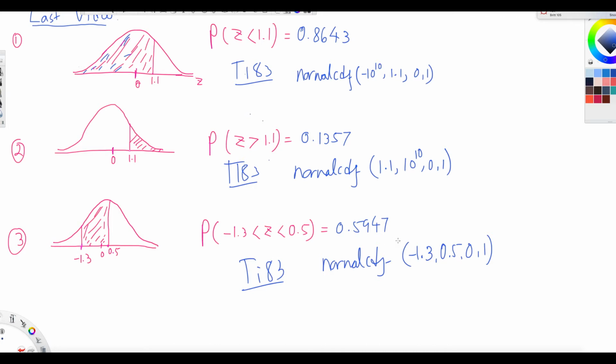That's what we did in the last class. Now what you want to do is this: the area will be given to you, and then you will have to find the Z values.